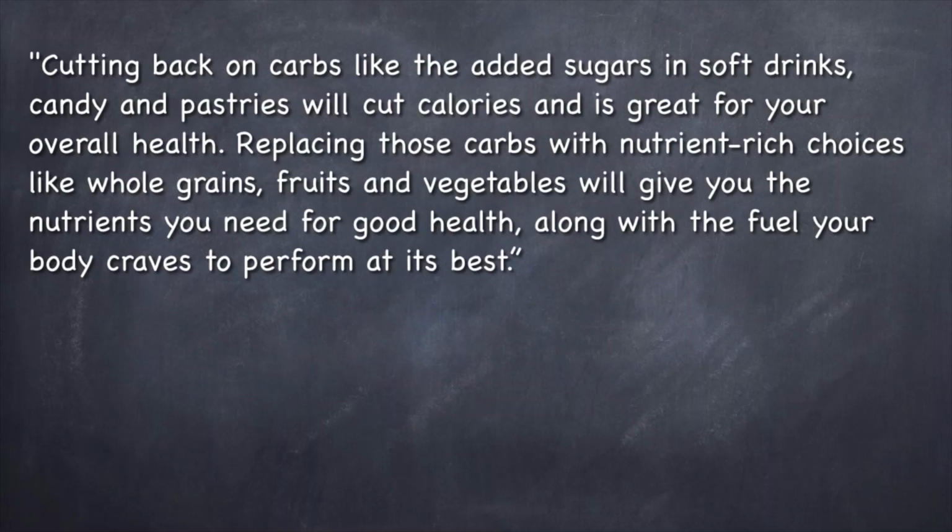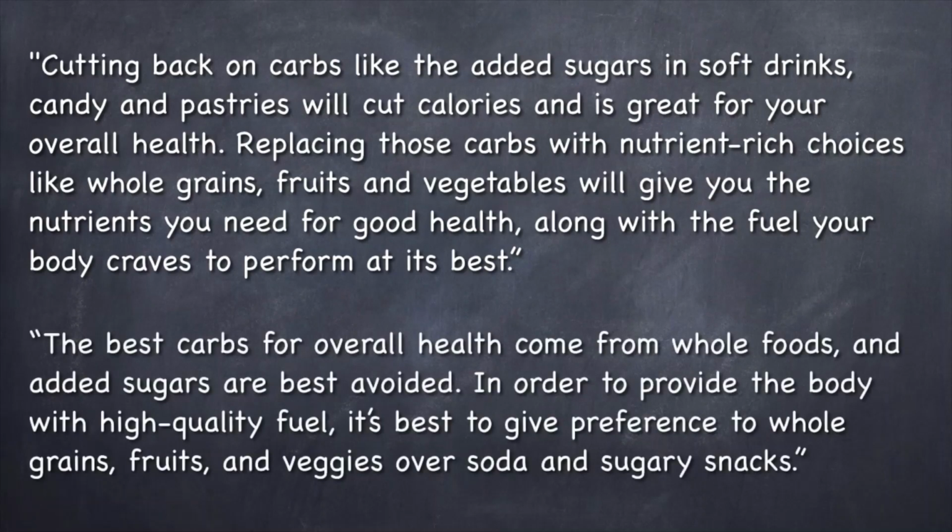These are examples. Now, in the next sentence, the author goes, replacing those carbs with nutrient-rich choices like whole grains, fruits, and vegetables. And again, those are examples. Will give you the nutrients you need for good health, along with the fuel. There's a bit of general and then specific, then general and then specific. That's how the original passage is constructed. And this is what we did with it.